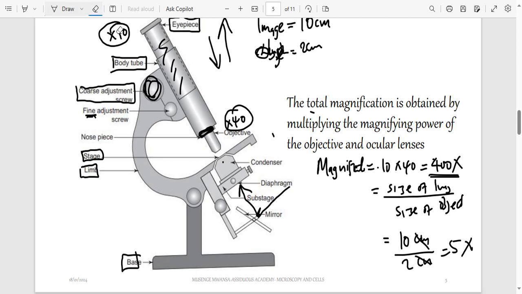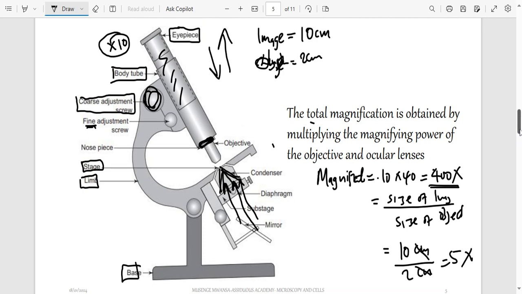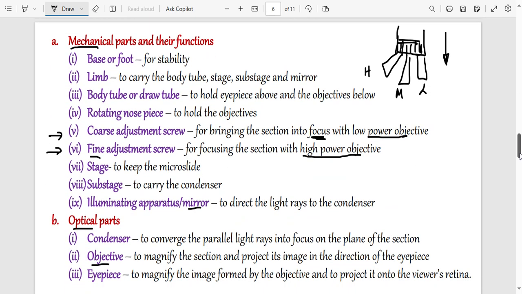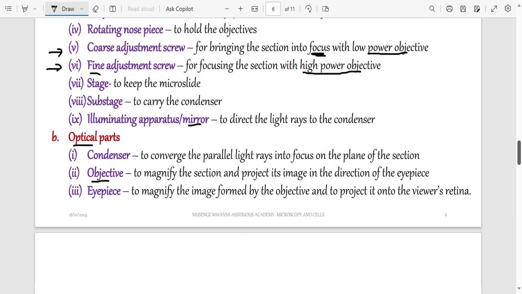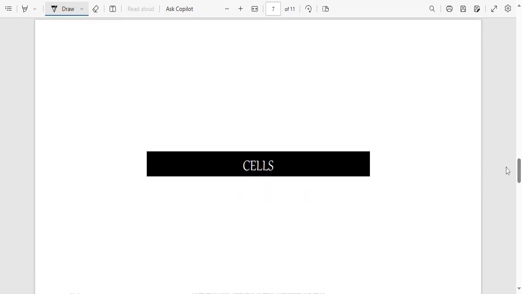So let's say the light rays from the mirror, there are a lot of them, going like that, going like that, going like that. You want to converge them so that they all come at one point. That will be the function of the condenser, bringing the light rays to one point. Okay, that is to converge them. So those are some things that you want to look at on a microscope.